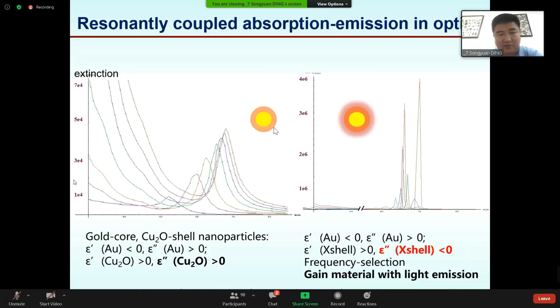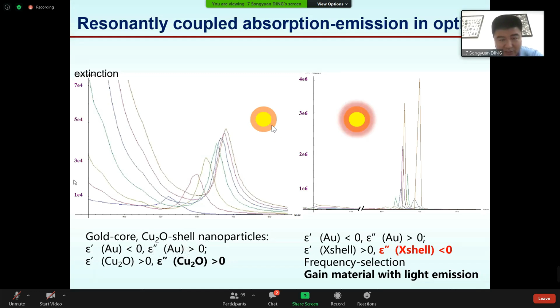Several people studied the nano-optics properties of gold-shell nanoparticles. This is a naturally available material. Here is a gold core, and the shell is a dielectric material. For the gold, the real part of the dielectric function is negative, and the imaginary part is positive. It means it absorbs energy, right?